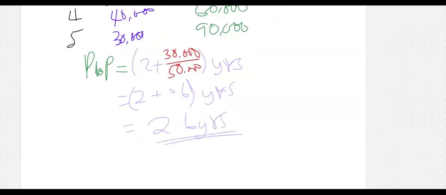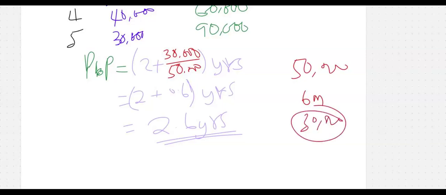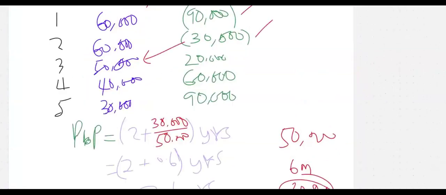All right. So it means that 2.6 years simply means 2 years, 6 months. All right. So it means in year 3, the business will take 6 months. Are you good? In year 3, considering the inflow of 50,000, the business will take 6 months. Are you getting it? 6 months to pay back the 30,000, which is outstanding at the end of year 2.